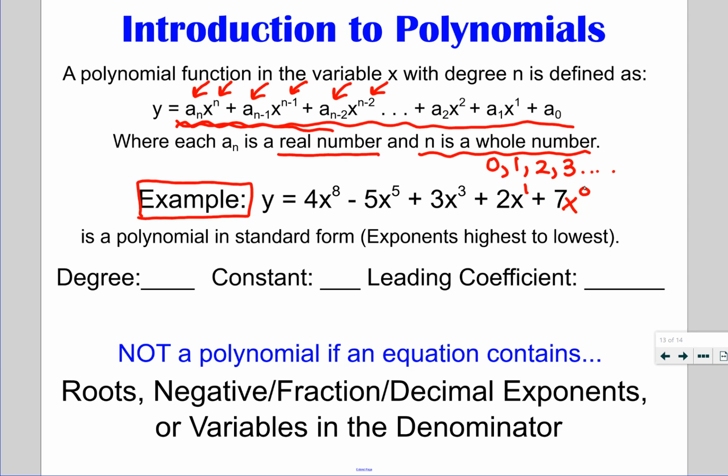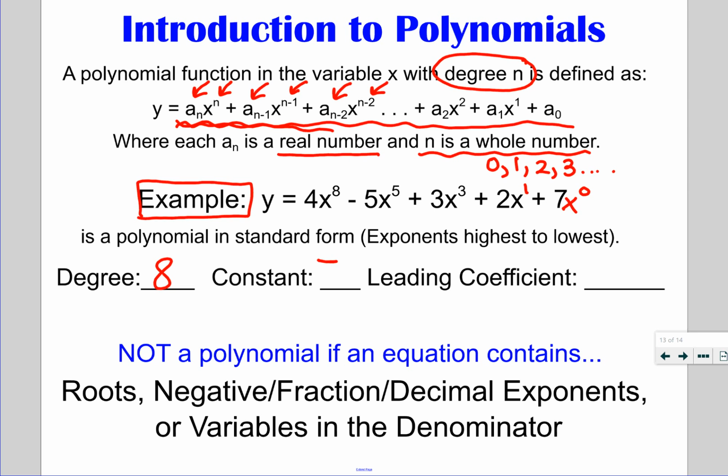This is what, again, we call a polynomial in standard form because those exponents are descending, highest to lowest. We say that the degree of this polynomial is 8. The degree in the definition is n, and you'll notice that n is the first power that we see when the exponents are written in descending order, highest to lowest. So a simple definition for degree is it's going to be your highest power inside your polynomial. A constant is a number that does not contain a variable.